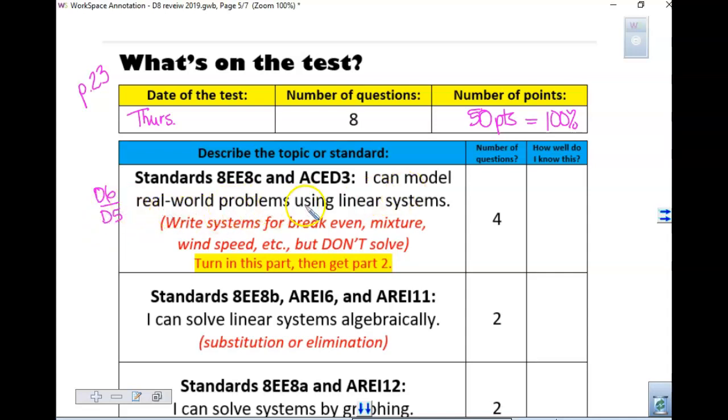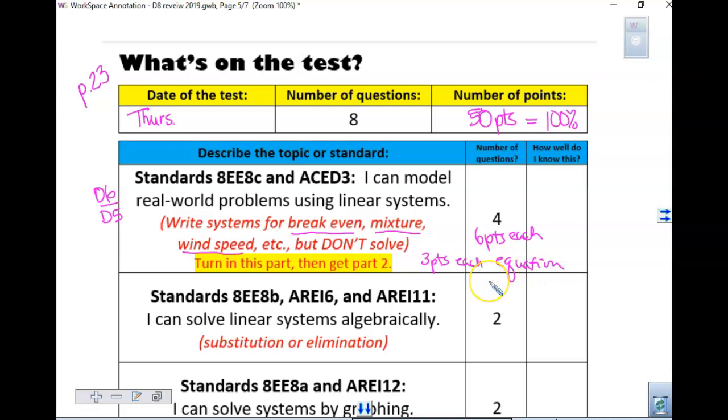So I can model a real-world problem using linear systems. You need to write a system for break-even. You'd want to tell me one's expense and one's going to be the profits. You want to be able to do a mixture problem, write the equation for it. A wind speed, or if you want to think of it as a boat speed or a current problem. And what you'll do is you'll write 2 equations for each one. So those 4 questions, each one is 6 points each. Each equation is 3 points. So it's going to be 3 points for each equation you write.